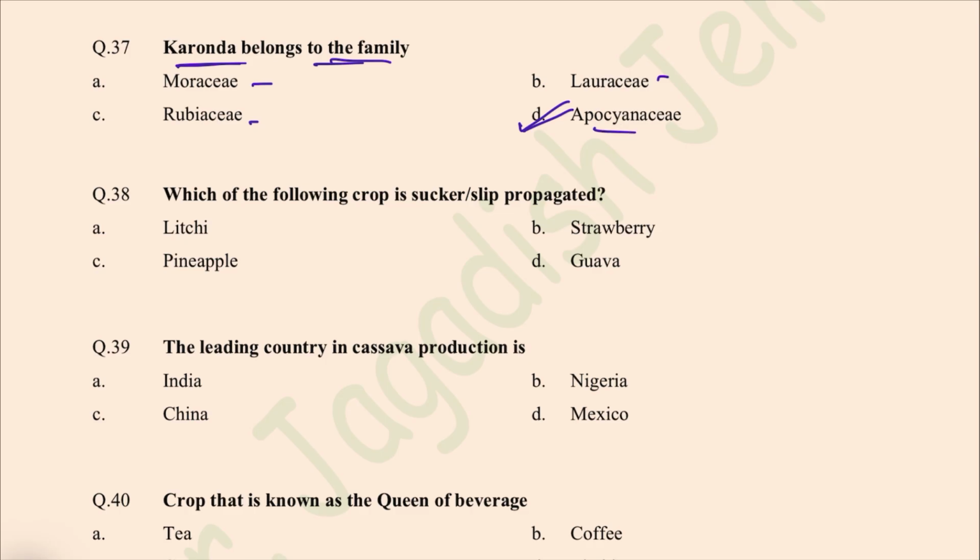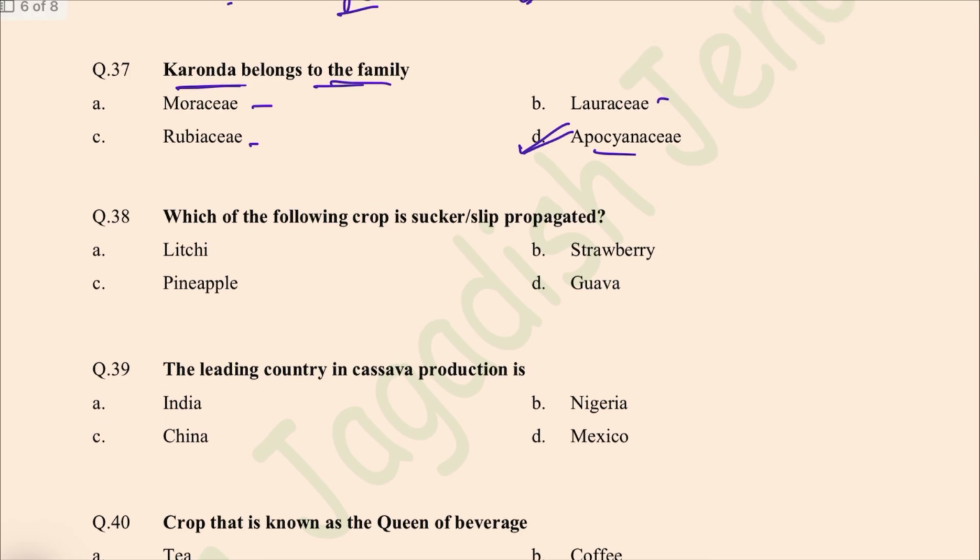Which family does the commercially important nut crop like cashew nut belong to? That is Anacardiaceae. The coffee plant, Coffea arabica, belongs to family Rubiaceae. Okay. Next question. Which of the following crops is sucker or slip propagated? That is pineapple.